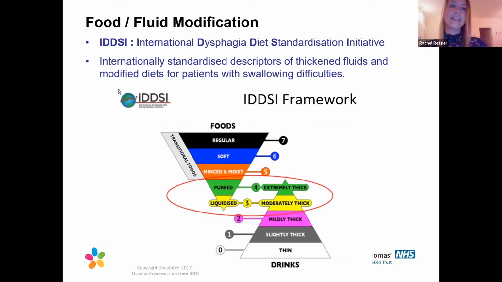IDDSI, if you haven't heard of it, is the International Dysphagia Diet Standardisation Initiative. It's an internationally standardized descriptor of thickened fluids and modified diets for patients with swallowing difficulties. It's an IDDSI framework, as you can see here. If you're interested in finding out more about this, they have fabulous resources online on their IDDSI website. This is really important to remain consistent in our recommendations, in our assessment of our fluid and solids in preparation and assessment. You may see IDDSI used often on the wards or in children's feeding plans, in their notes or reports from speech and language therapy.